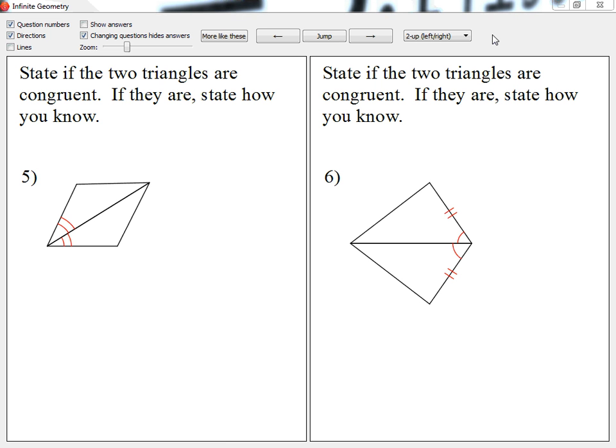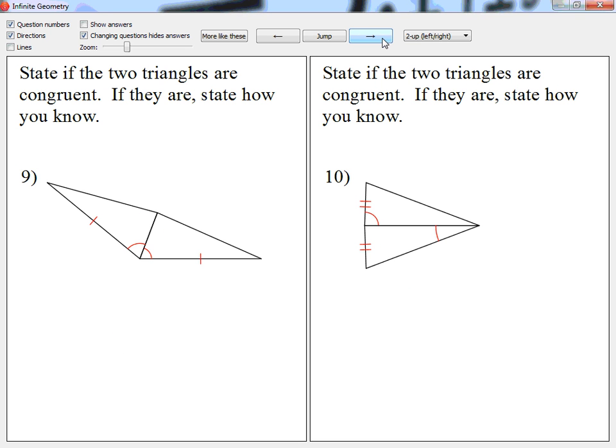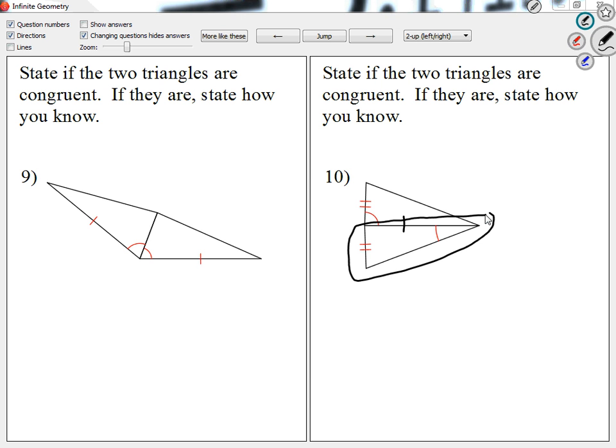But what about number 10? Because that has 2 different angles, like measured angles, but it has 2 sides also. All right, looking at number 10, I'm looking at this bottom triangle. Is that angle the included angle? Nope. So it's not congruent. Remember, it has to be the included angle, which is the angle formed by the 2 sides that you have marked. Not any angle, the one between the 2 sides.